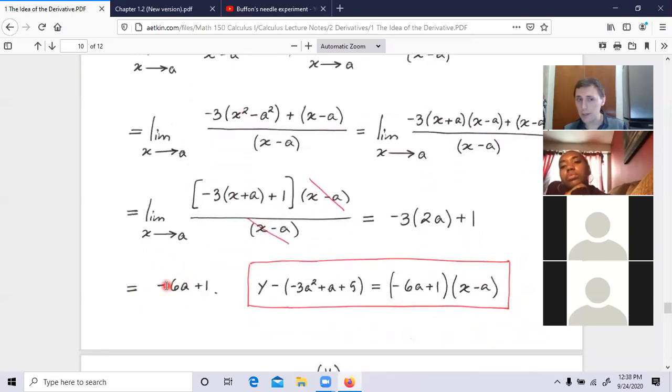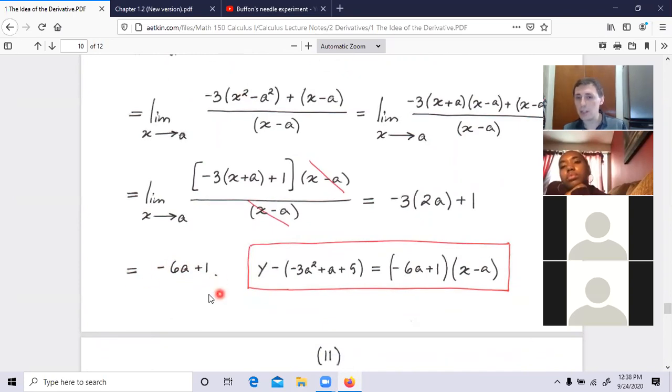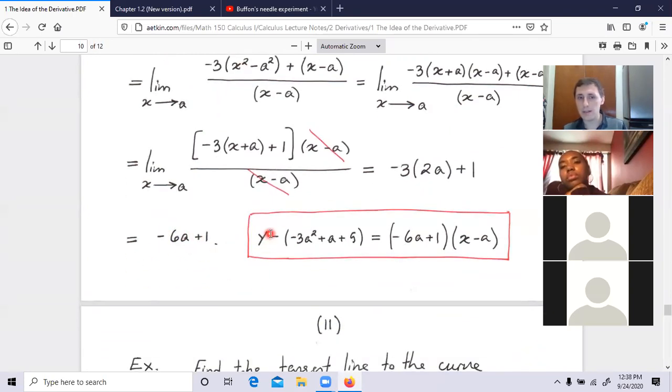Notice if I plug in 1, it will be minus 6 plus 1, which is minus 5. Yes? And my general equation, in terms of a, is y minus the value of the function at a equals the slope at a times x minus a. So this is the equation of every tangent line possible at the same time. If you now want the tangent line at 0, plug in a equals 0. If you want the tangent line at 5, plug in a equal to 5.